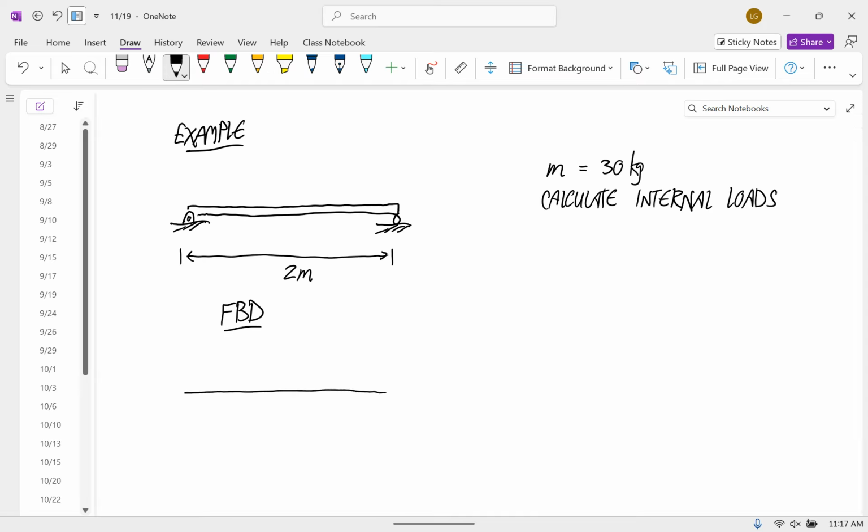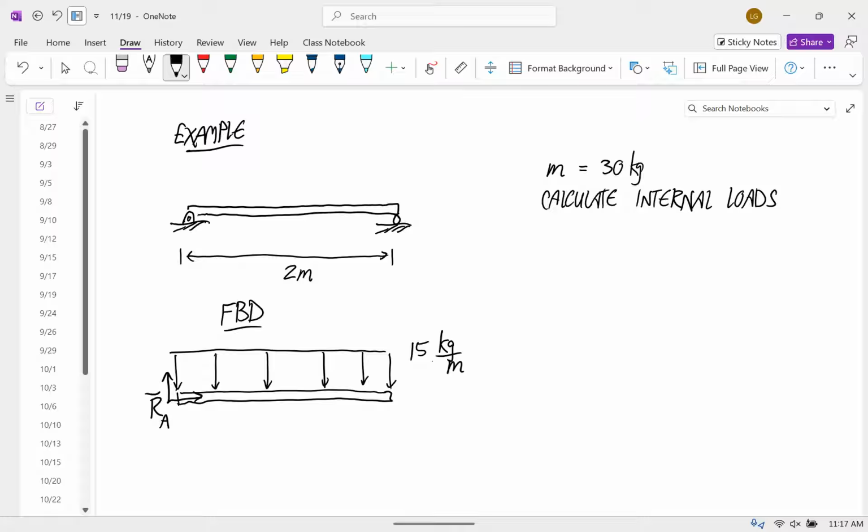sort of. So the first thing is like this, okay? And that weight is evenly distributed over here, so you can just think of that as 30 kilograms divided by 2. So this is 15 kilograms per meter. And then we have a force here, I'll call that RA, and a roller force here, I'll call that RB.